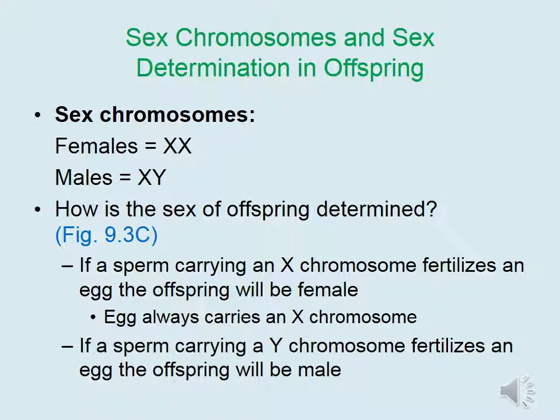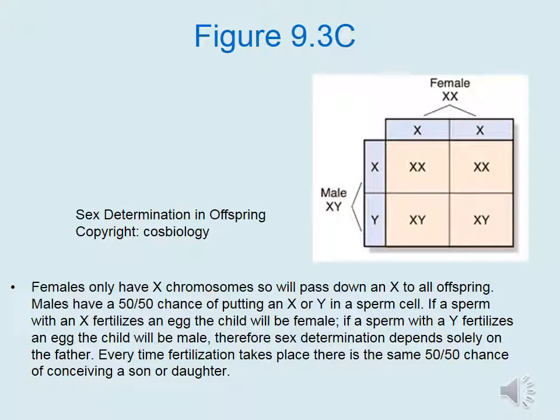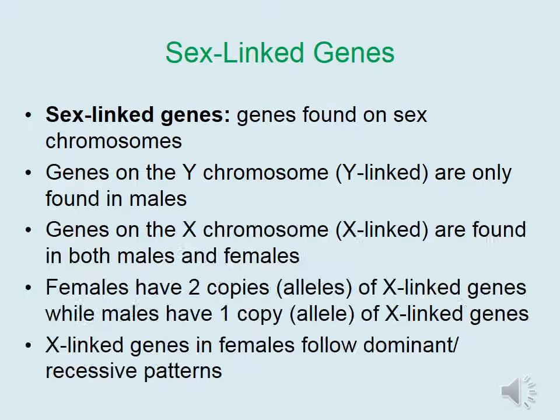What this means is that sex determination in the offspring is determined 100% by males. Females only have X chromosomes, so will pass down an X to all offspring. Males have a 50-50 chance of putting an X or Y in a sperm cell. If a sperm with an X fertilizes an egg, the child will be female. If a sperm with a Y fertilizes an egg, the child will be male. Therefore, sex determination depends solely on the father. Every time fertilization takes place, there is the same 50-50 chance of conceiving a son or a daughter.